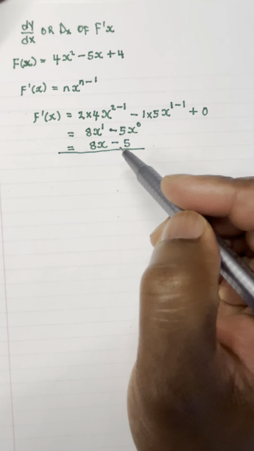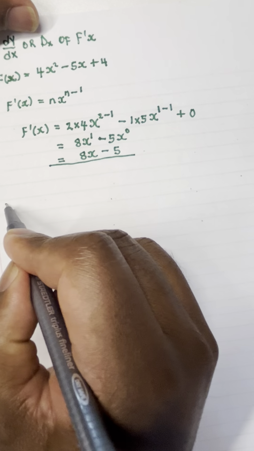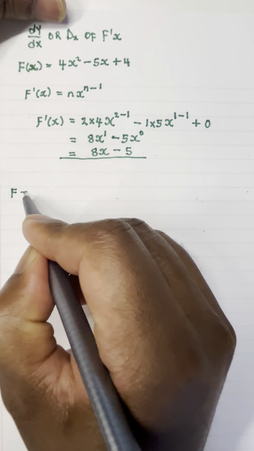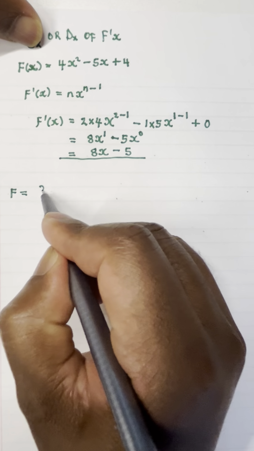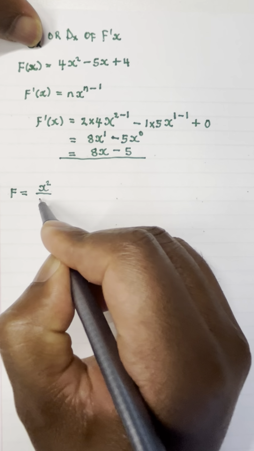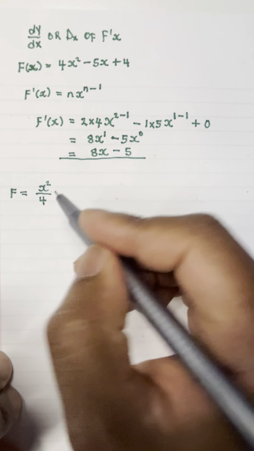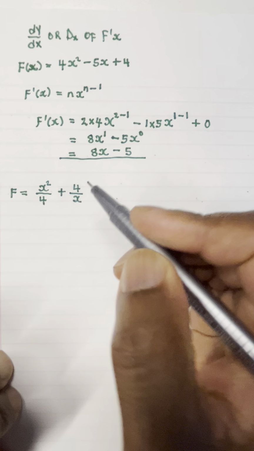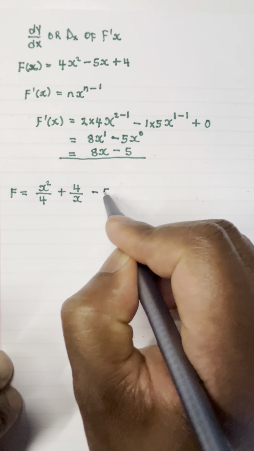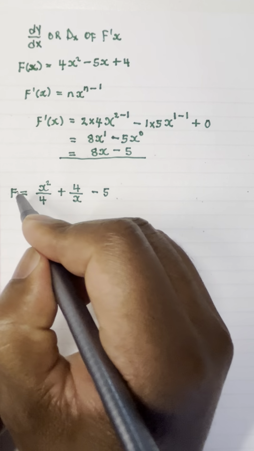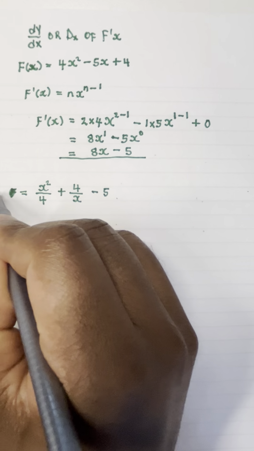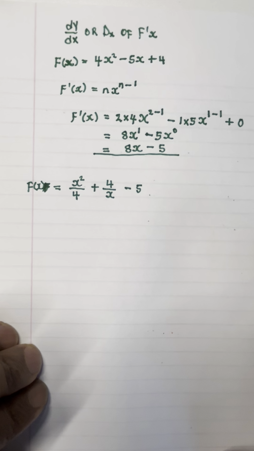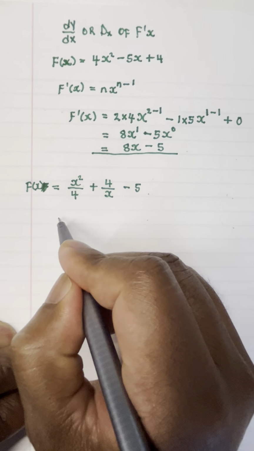Now the second one, my f of x for the second one equals x squared over 4 plus 4 over x minus 5. Okay, yeah, I'm supposed to say f of x over here. Okay, that's good. Okay, now, what is f prime of x?